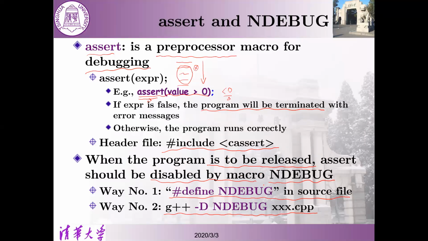Either way works fine. So in this way, if we define this macro, then assert will not be used. It will be removed in the release version. So in this way, the runtime is significantly improved. Our program runs faster. So this assert is very useful and very convenient to use. So I suggest our students to use this assert when we write our programs, okay?